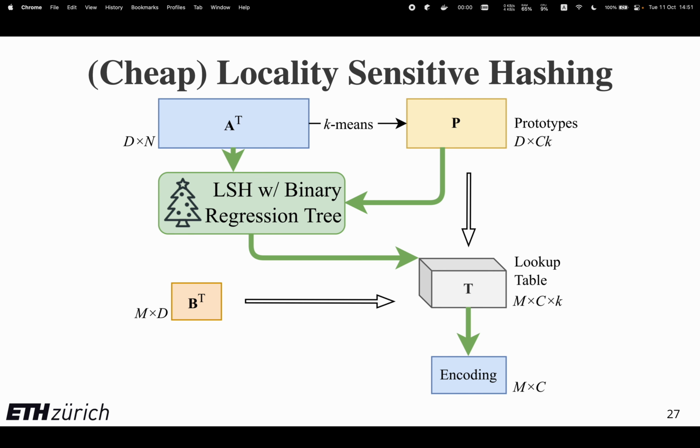If I remember correctly, the theoretical bound is N C K. N is the number of rows, C is the number of subspaces, and K is the number of prototypes for each subspace. So essentially, we're iterating through all the entries to compute the prototypes, assuming that each multiplication is constant. And I think the pre-computation is not that expensive.